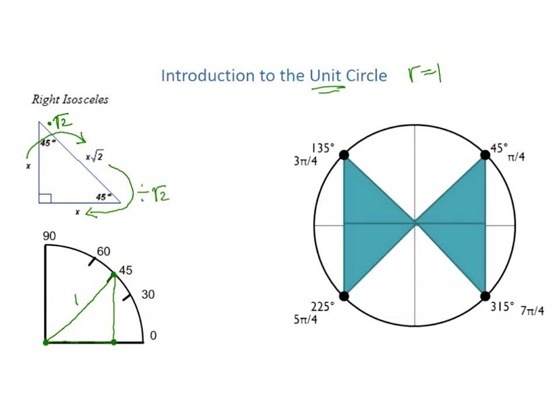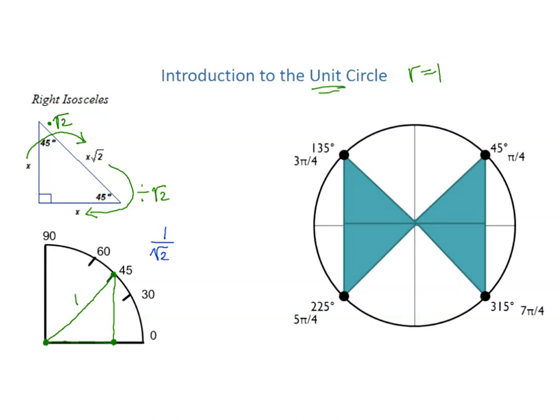divide by root 2. So in my triangle down here, my hypotenuse is 1. I'm going to have to divide that by root 2 to figure out the length of the leg. So let's do that. I'm going to have 1 divided by root 2. Now, it might look fine to leave it like that.